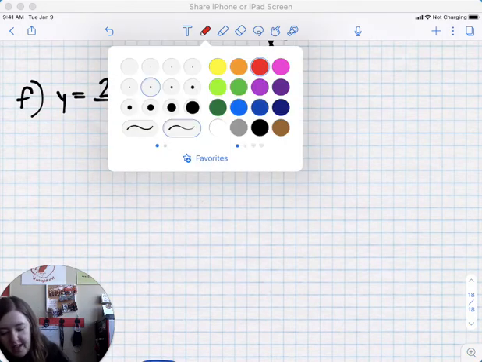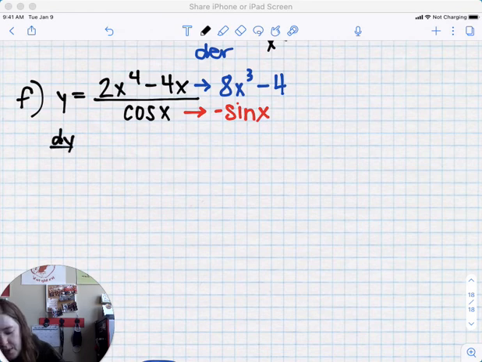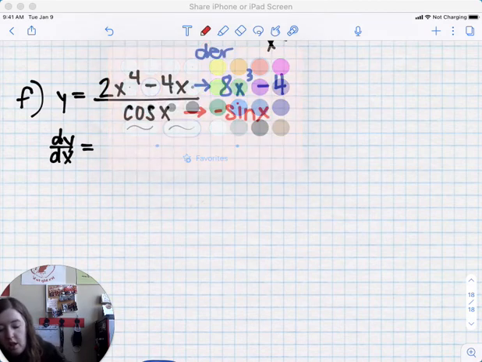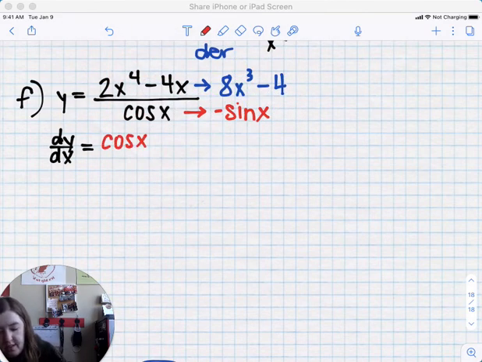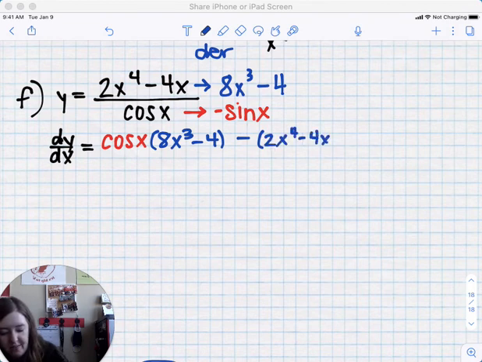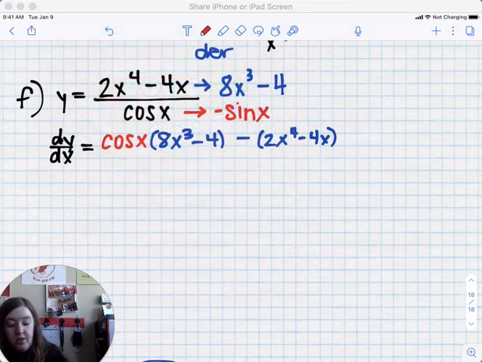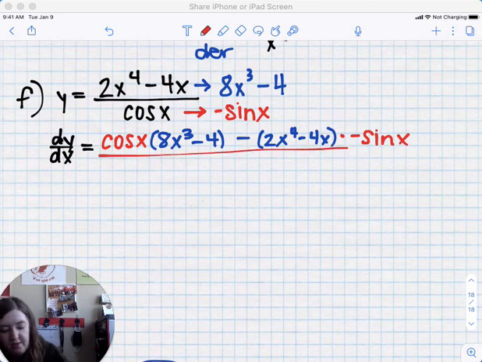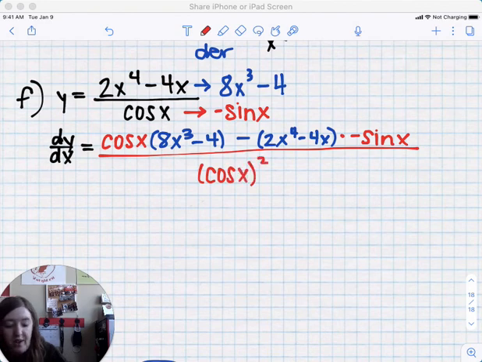So, let's find this derivative. Derivative of y with respect to x equals low, cosine of x, d high, so multiplied by the derivative of the top, 8x cubed minus 4, minus high d low, so the original high, 2x to the 4th minus 4x. D low is the derivative of the bottom times negative sine x, all over the bottom, which is cosine x squared.